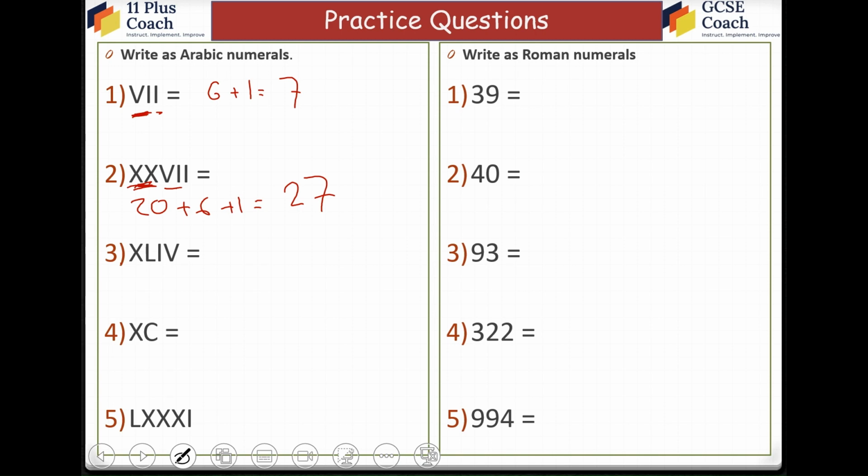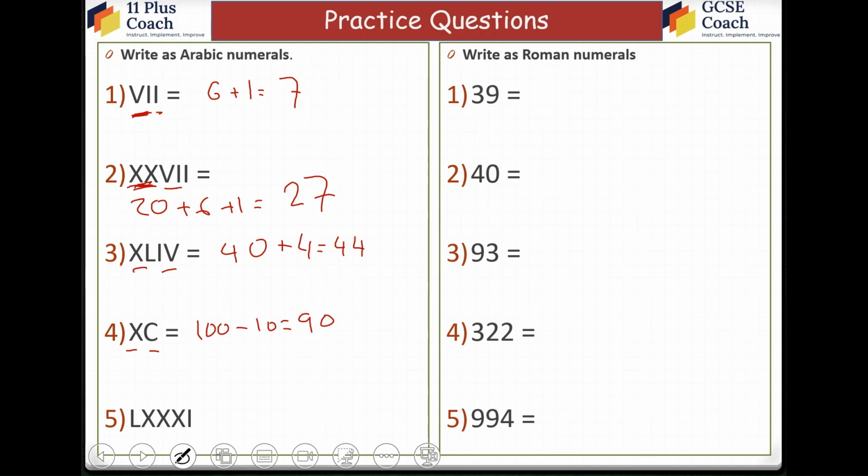XLIV: X is 10, L is 50, 10 less than 50, which makes 40. And then IV, 1 less than 5, which is 4. So 40 plus 4 is 44. Hopefully you got that right. In the next question, you have XC. X is 10, C is 100. So smaller before the bigger means you take away. That's 100 minus 10, which is equal to 90.